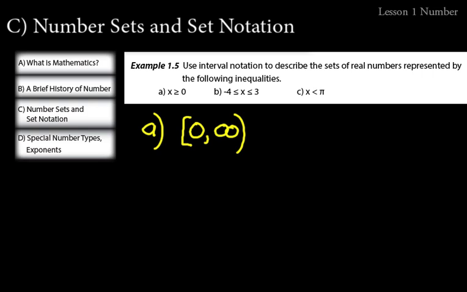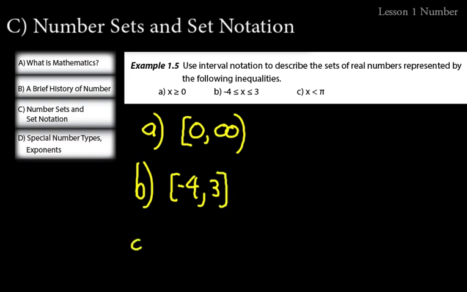So B, X is between -4 and 3, but it's greater than or equal to, so we'd put a bracket there and a -4, and then it goes on up to 3, and it's not like right before 3 or something. It's less than or equal to, so since it's equal to, we put a bracket there as well.